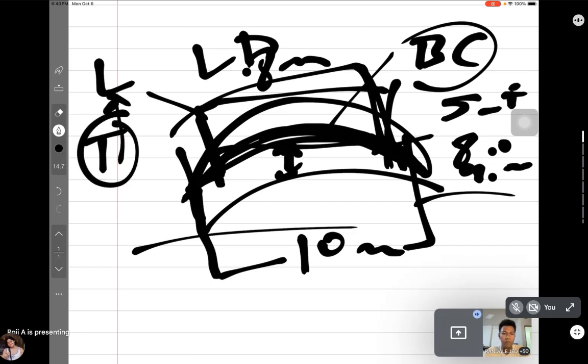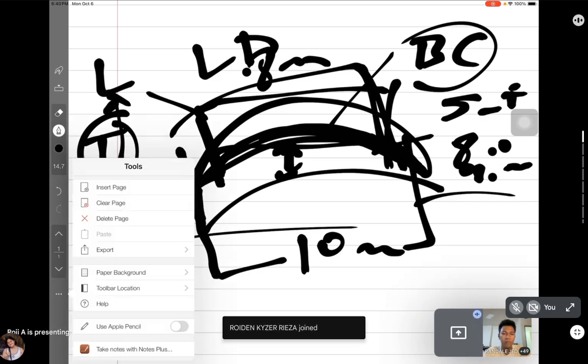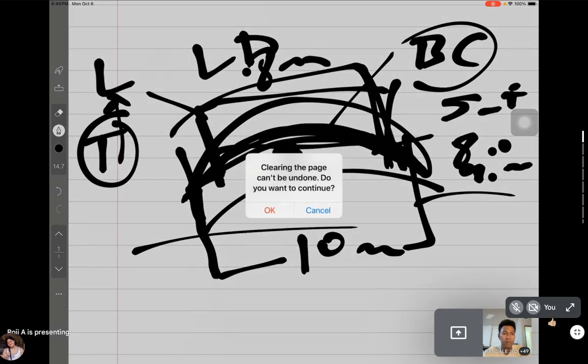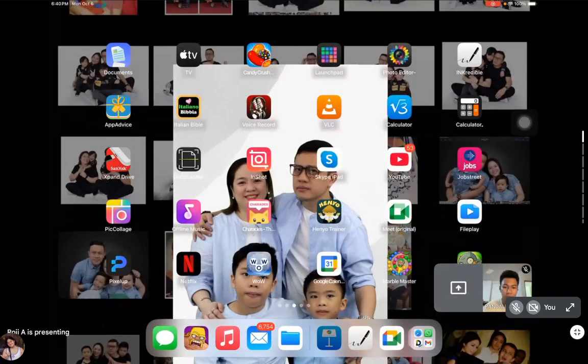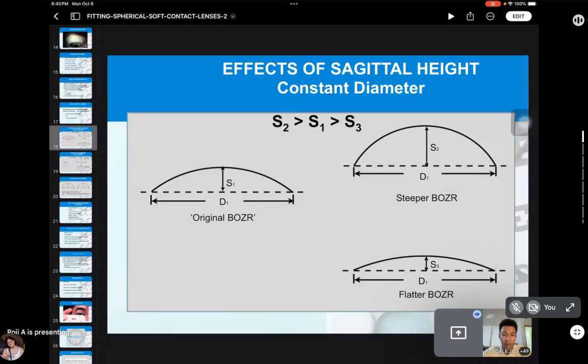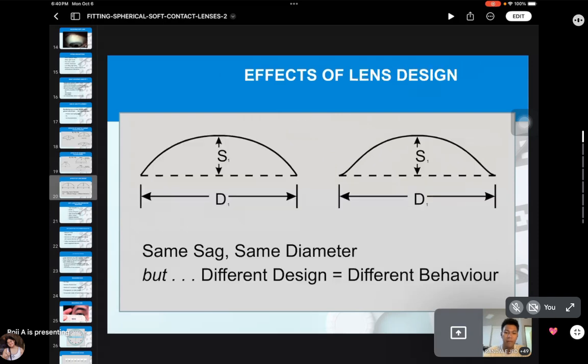Do you understand? Do you follow so far? How about the others? I hope everybody is following. Okay, there you go. So that's what the sag height is all about. Clear? So there you go.